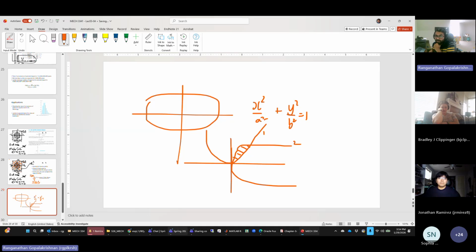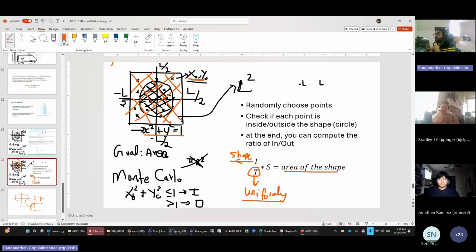What I can do is draw a square around that and just have a mathematical check for whether a chosen point in the square lies in this shaded region or outside the shaded region, and then apply this formula to get the area of this shape or this region. So it can be generalized pretty easily.